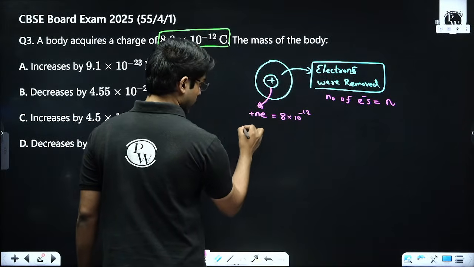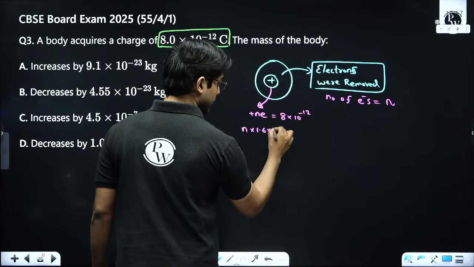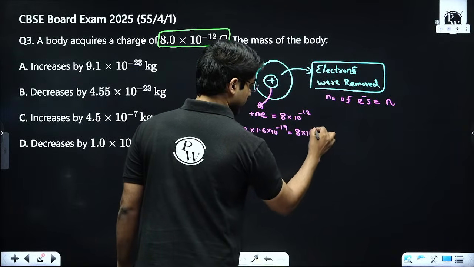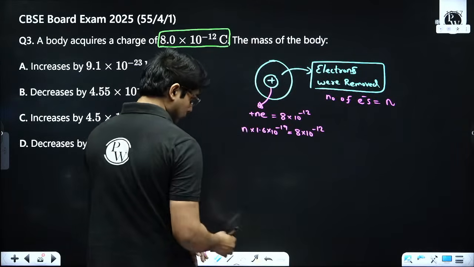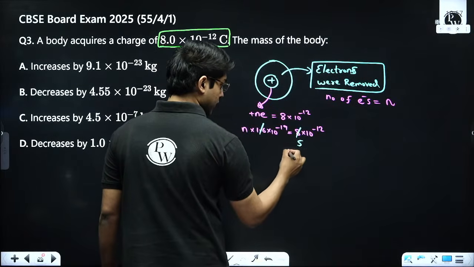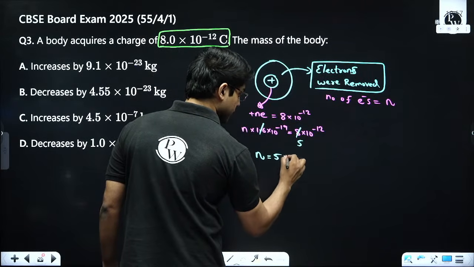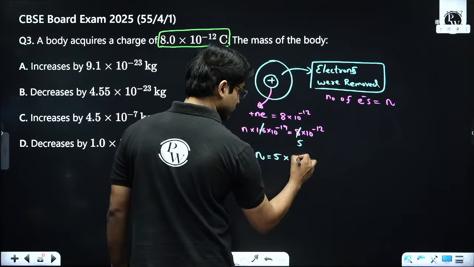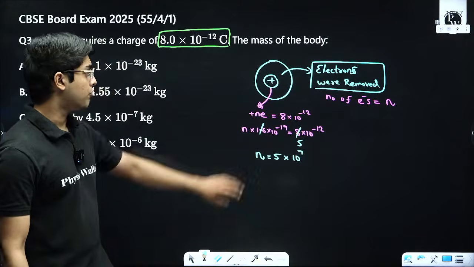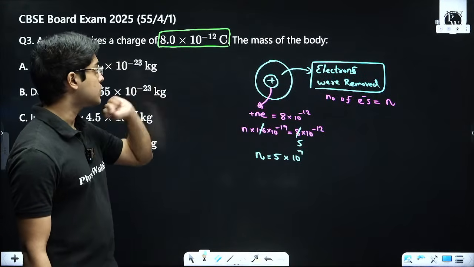Now solve it. So e will be 1.6 into 10 raised to minus 19, and this will be equal to 8 into 10 raised to minus 12, right? So 1.6, 16 cancels out with 80, 5 times. So the number of electrons, you can get it now, 5 into 10 raised to 7. This much electrons were removed from the object, and that's how it gained this much charge.